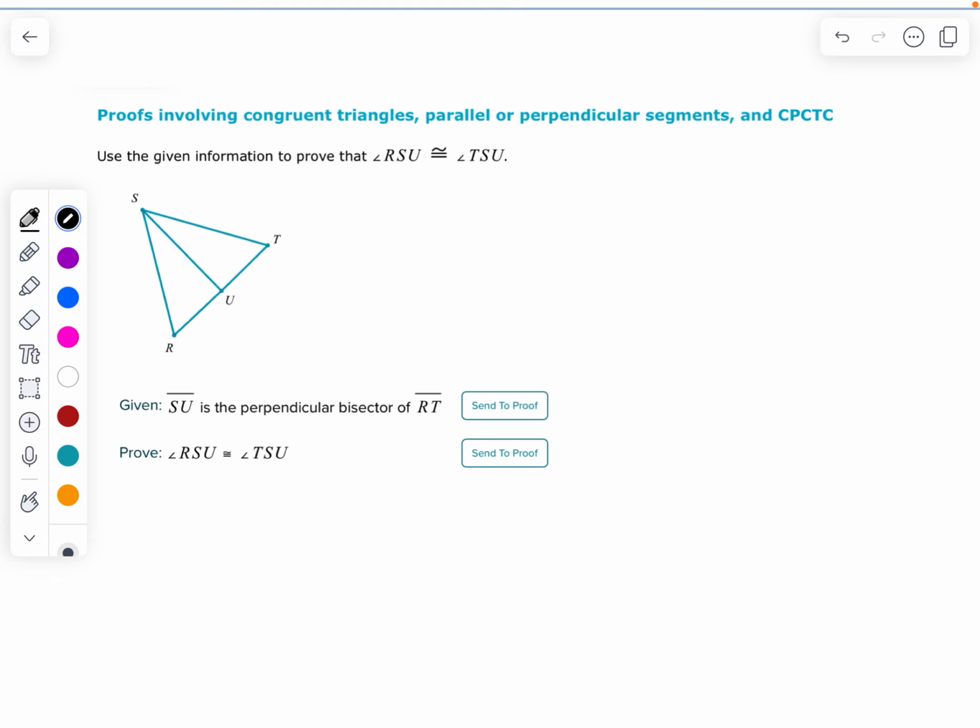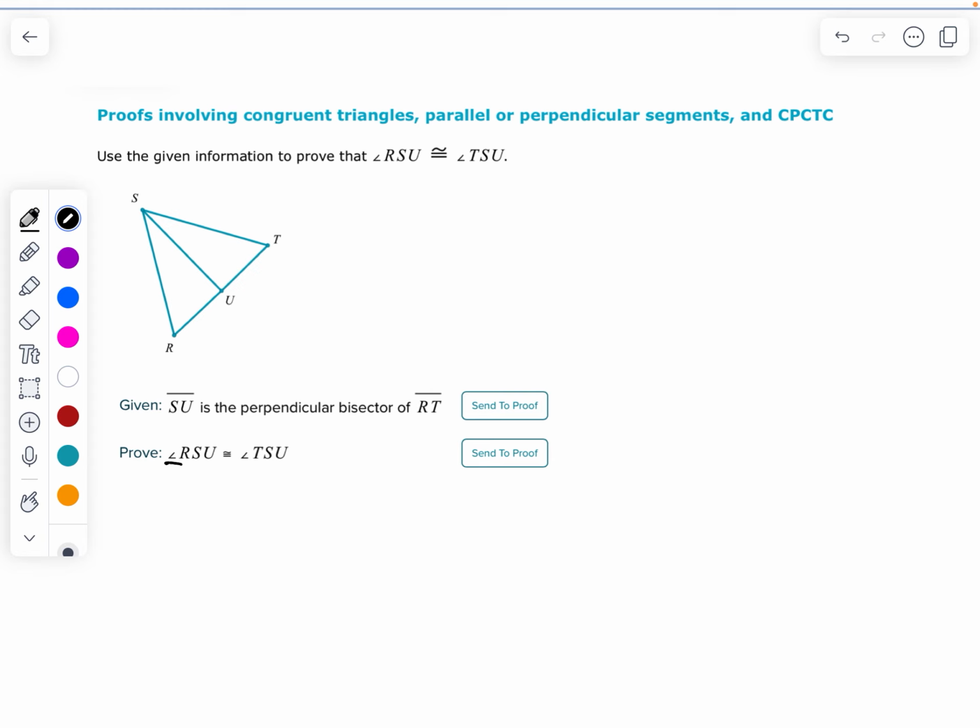Okay. Now we're just gonna up it just a little bit here. They're gonna start throwing other terms at us and a few extra things. Now our given only gives us one thing. Segment SU is the perpendicular bisector of segment RT. So we need to look at this really carefully and find all the pieces that we can find, and also pay attention to what it is that they want us to prove.